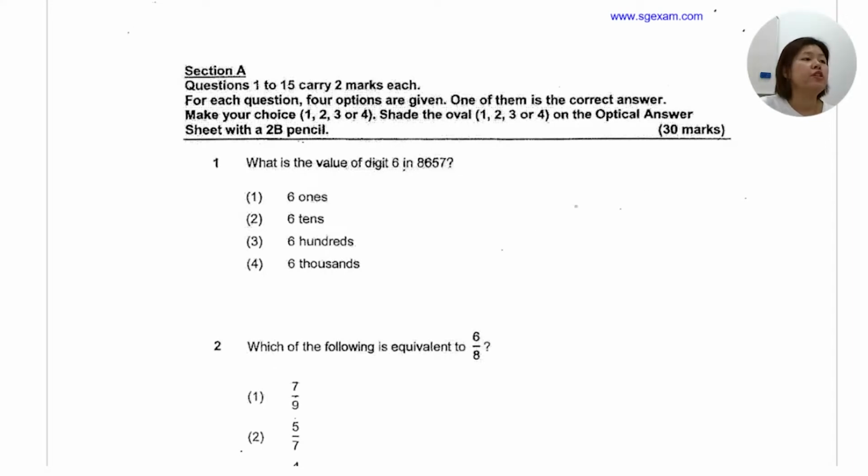Okay, the first question: what is the value of digit 6 in 8657? So we can ask ourselves, 6 is actually in the hundreds place, and we have hundreds here. So option 3 will be our answer, 600.